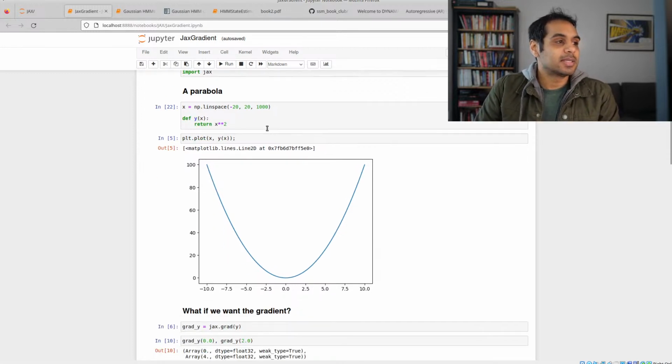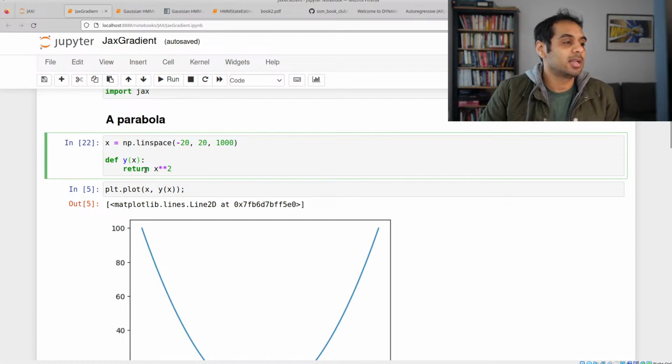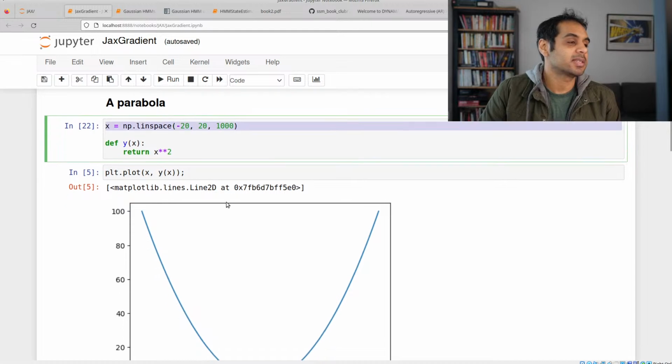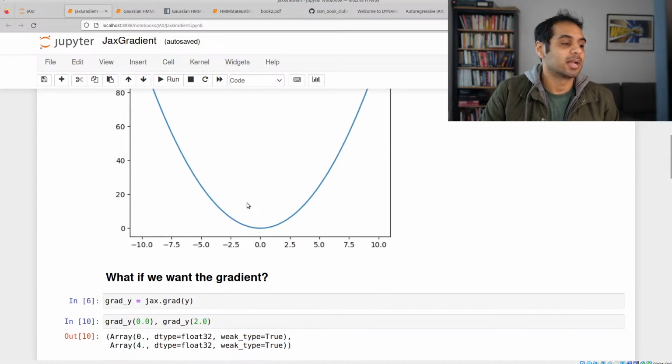Starting with the basics, if we want to make a parabola, it's not too bad. Just create a function in Python: y is a function of x, and you return x squared. Pretty simple. Then we create a bunch of x's and plot that, and we get the same thing we plotted when we were probably 10 years old in school learning algebra.